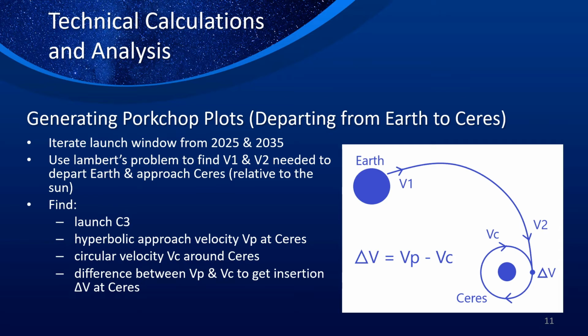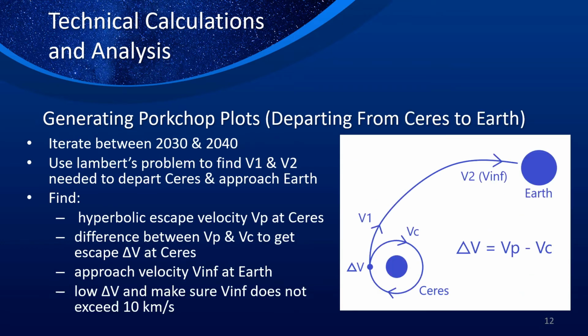The main idea in generating the first porkchop plots is to first take the given launch window of 2025 to 2035 and find the time between each launch and arrival date. Using the Lambert function to find V1 and V2, we can then find C3, then approach velocity, circular velocity, and the difference between those two to get insertion velocity. Finally, we can plot the last porkchop plot from Ceres to Earth.